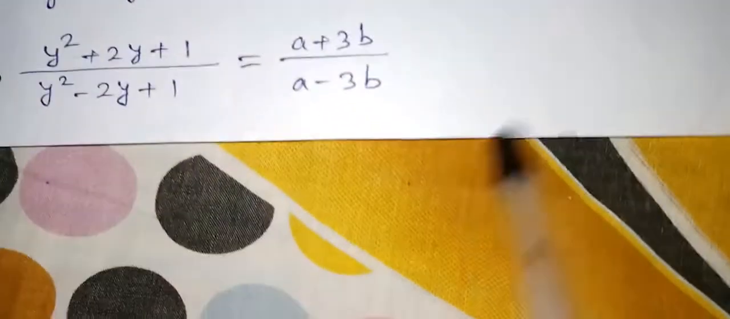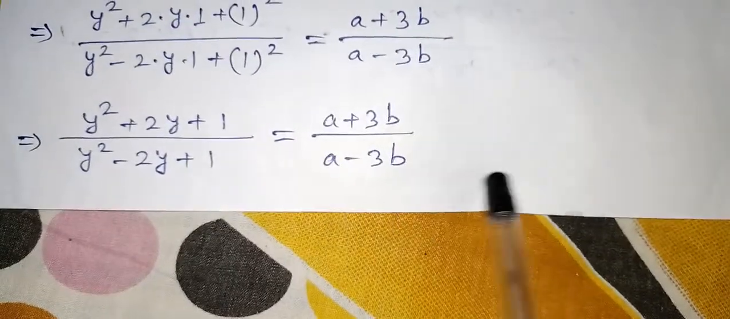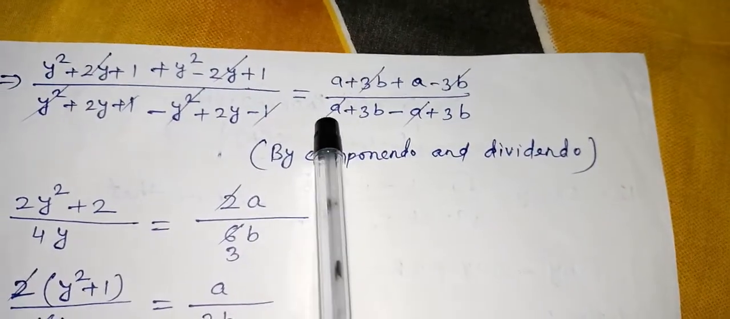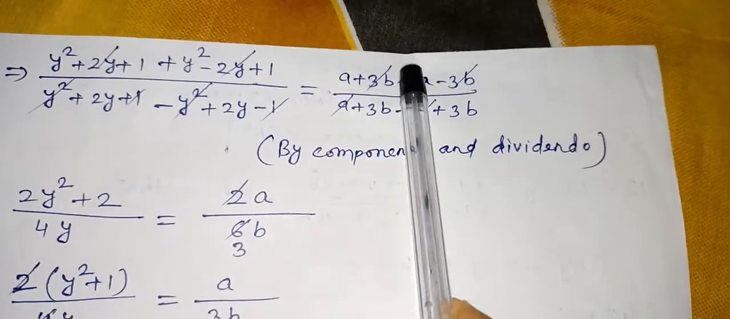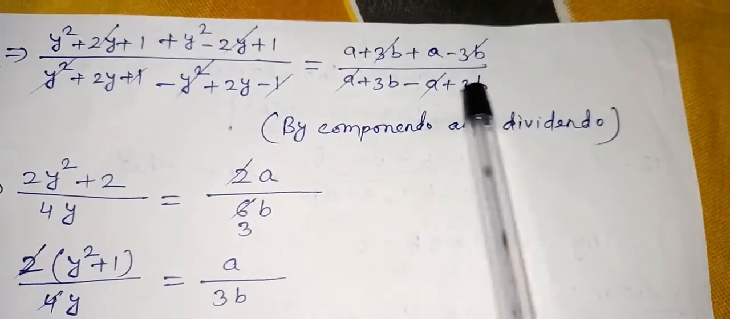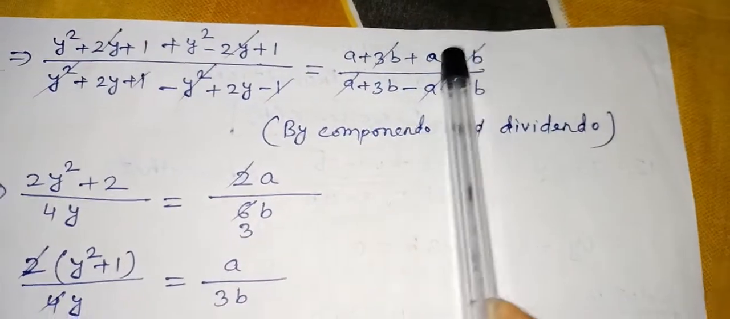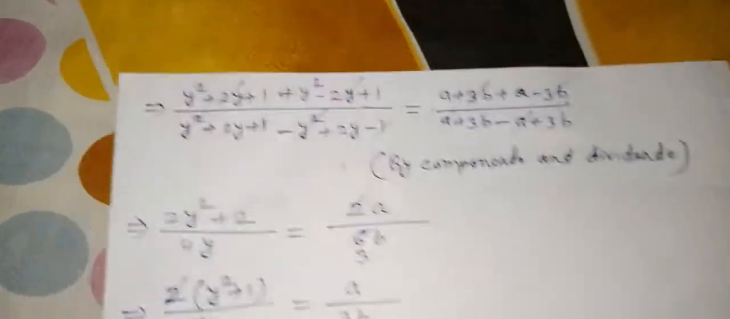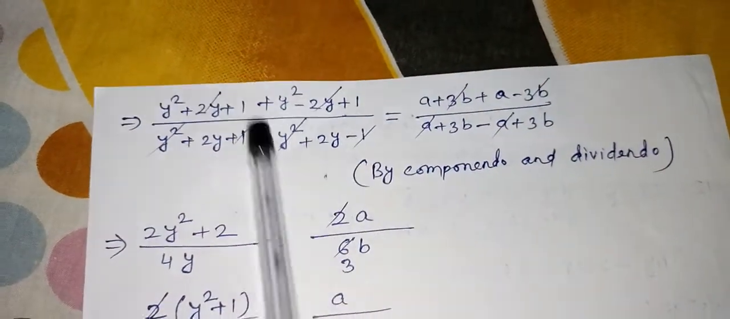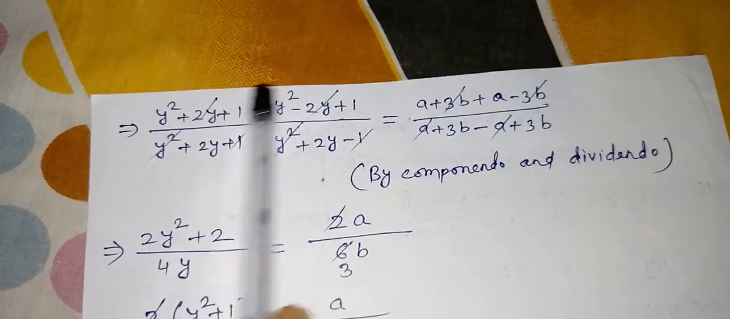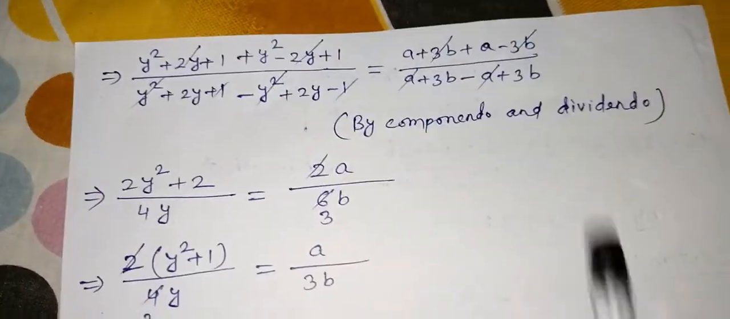You can see a plus 3b is the numerator, a minus 3b is the denominator. So what we did: a plus 3b at the top, a plus 3b at the bottom, plus minus, a minus 3b at the top, and this is also a minus 3b, but this minus and that minus got multiplied and became plus. So by componendo and dividendo, now the same coefficients with plus minus got cancelled. Here 2 coefficients and here 4 coefficients got cancelled. Here 2 and here 2 got cancelled.